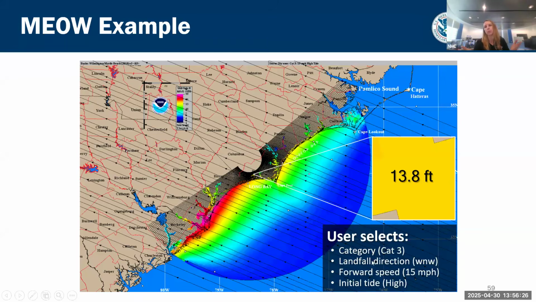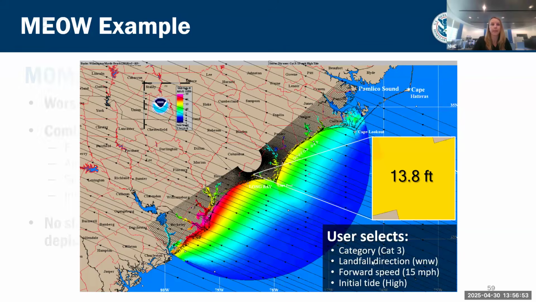You can imagine there's a really large catalog of MEOWs that you can choose from. All the different landfall directions, all the different forward speeds, and different categories. So it's a really great tool set that you could take a look at your vulnerability. And the great thing about it is these products are available right now in the HURAVAC tool. And so all this information is there for you to start planning now.